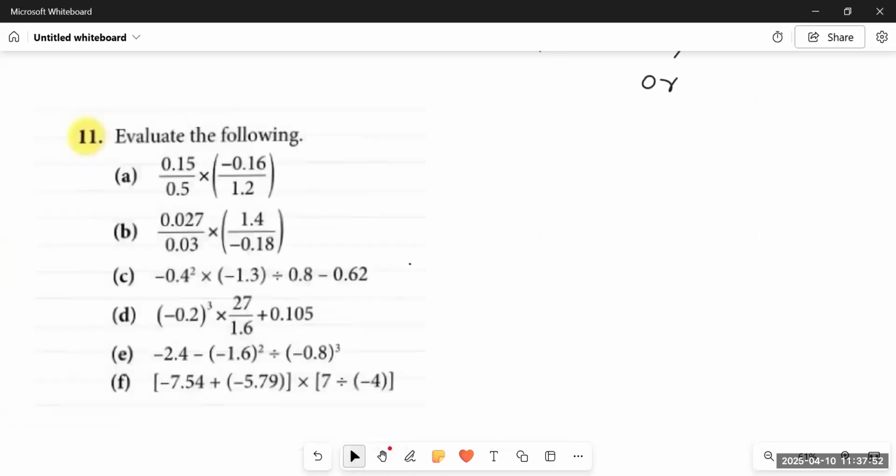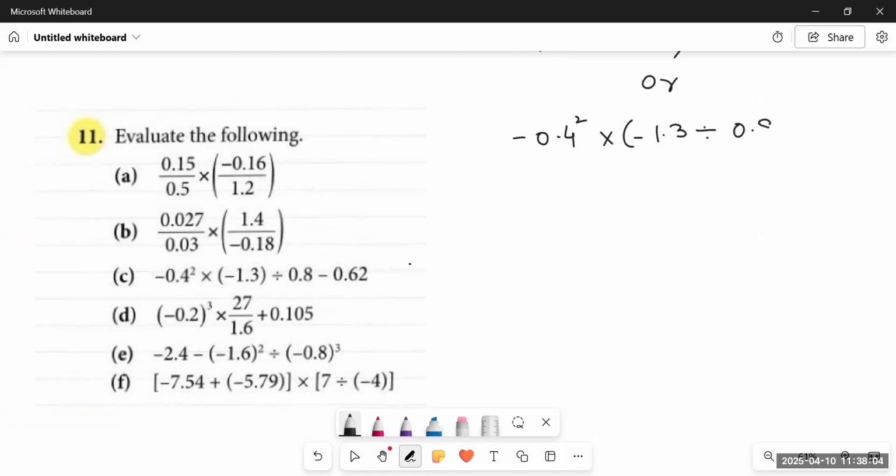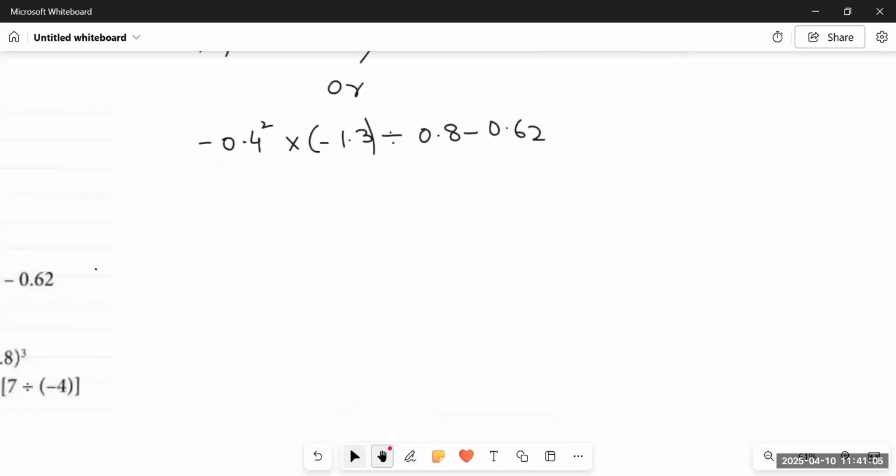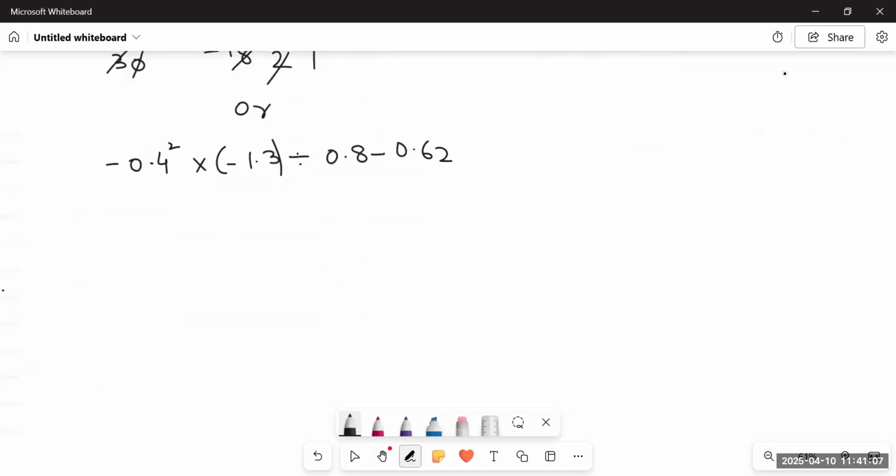Now, next is part C, which is minus 0.4 square multiplied by minus 1.3 divided by 0.8 minus 0.62. Okay students, before solving this question, let me give you a concept of a minus sign. If I have minus 0.4 square, it means this minus sign will be applied later. First, we have to square 0.4.